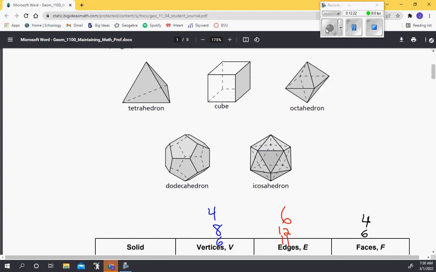Okay. And faces. There are 1, 2, 3 in the back, 4 on the side, 4 triangles on top, 4 triangles on the bottom. That makes 8 faces.